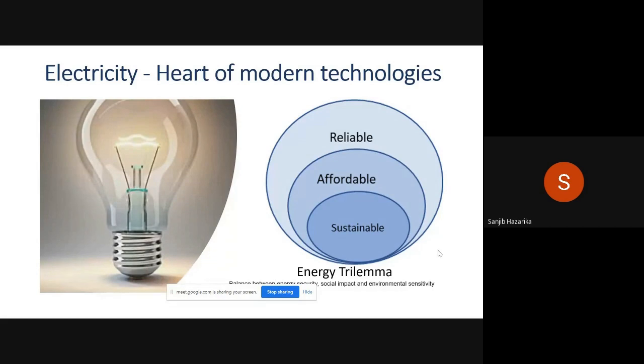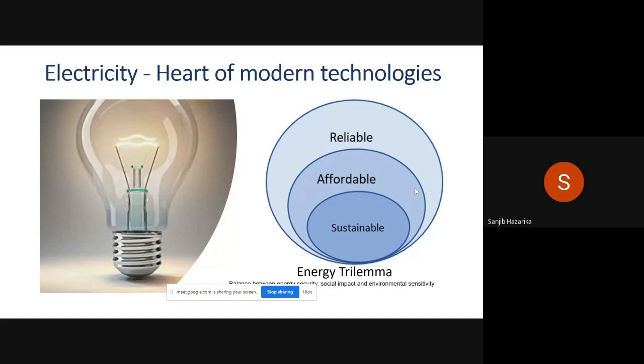And here we have an energy dilemma. That's basically the scenarios involved in generating electricity. First thing is reliable. Electricity should be reliable, meaning it should be available to everyone at all times, not intermittent, but almost a universal requirement when we talk about electricity.